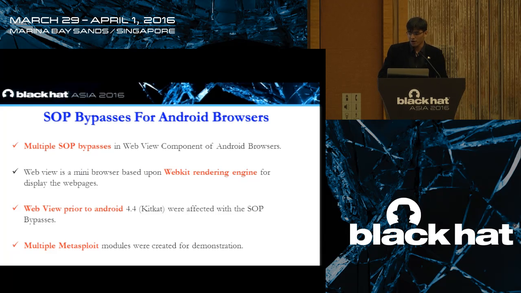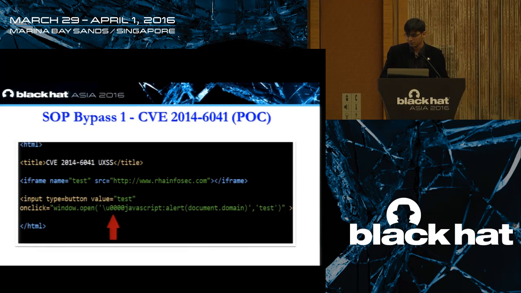SOP bypasses for Android browsers. I found multiple same origin policy bypasses in the WebView component, which is basically a mini browser based upon the WebKit rendering engine developed in C++, basically for displaying and rendering pages. So WebView prior to Android 4.4 KitKat was affected with multiple same origin policy bypasses, and for demonstration purposes, multiple Metasploit modules were developed.